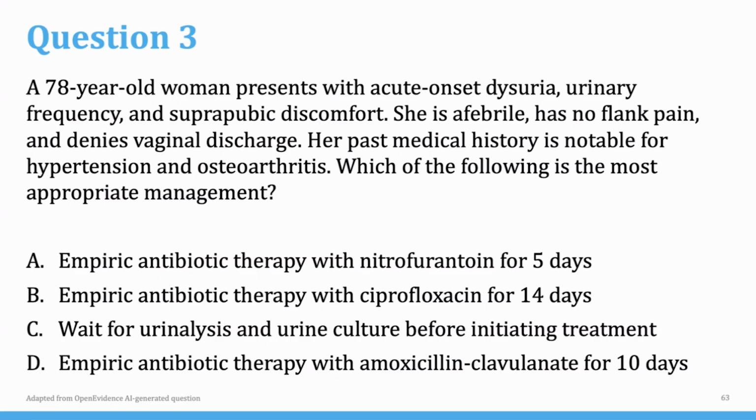Would it be empirical antimicrobial therapy with nitrofurantoin for 5 days, empiric antibiotics with ciprofloxacin for 14 days, wait for the urine analysis and urine culture before initiating treatment, or empiric antibiotic therapy with amoxicillin clavulanate for 10 days?